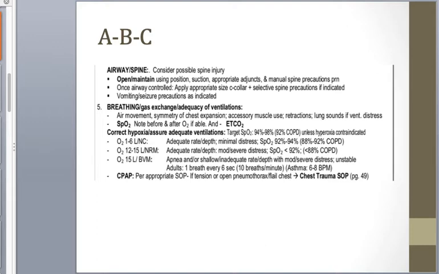This covers CPAP right here. Per appropriate SOP, this is saying tension pneumo or an open pneumo with the flail chest. Again, we're not doing CPAP right now, so take that into account. The SOP says that, but remember what is current with the COVID protocols.